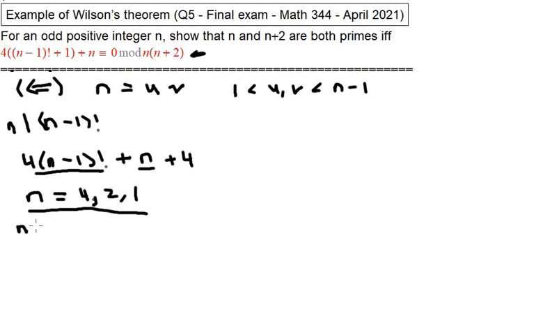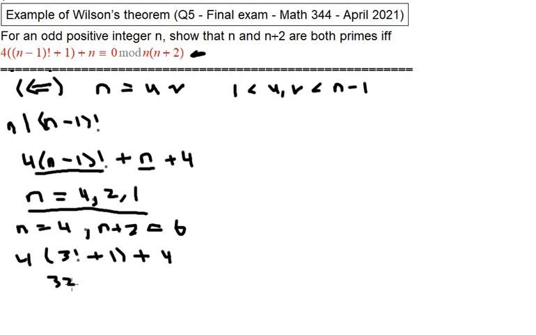So if n is equal to 4, say, you'll get n plus 2 is equal to 6, and then the expression becomes 4 times 3 factorial plus 1 plus 4, so you get 32. Right, so 24, obviously 4 times 6, does not divide into that, so we get a contradiction.